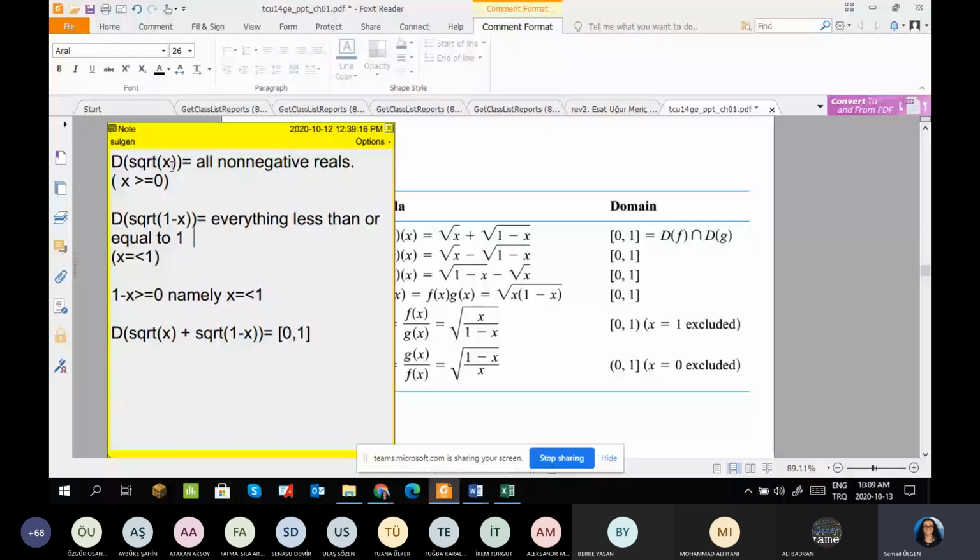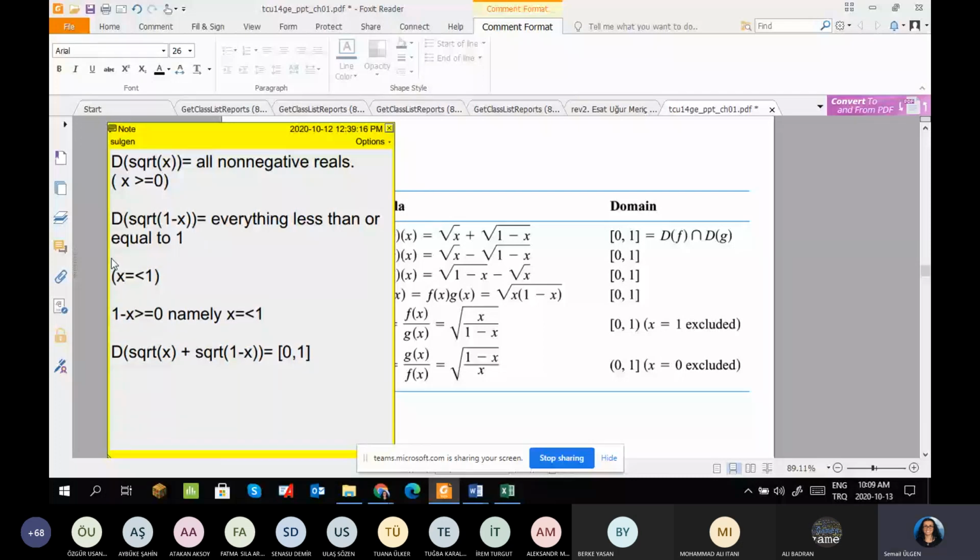But if I add them up, what's going to be the domain? Can we combine the domains, and how are we going to combine the domains? Here 1 minus x greater or equal to 0, namely x is less than or equal to 1. This is the work we did to get this. Maybe I should write y, and then the answer. It's for you to remember.